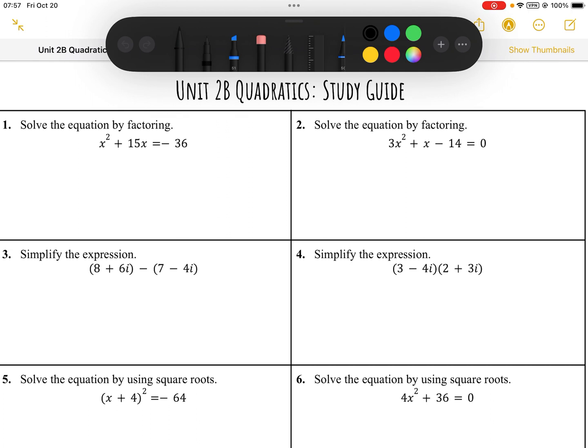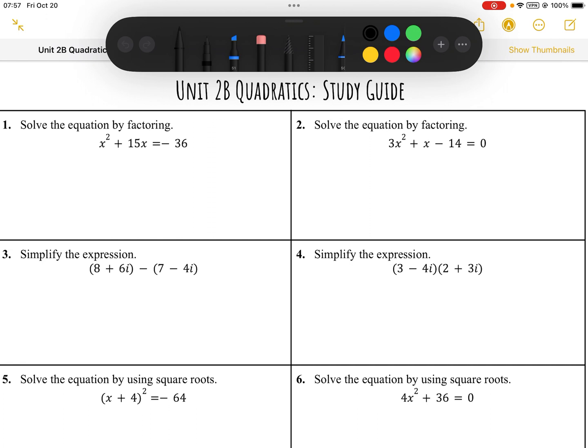So we're going to go through each of these examples together, and then the second half, 11 through 20, are problems that are very similar. So use this as a guide to help you solve the second half of your study guide.